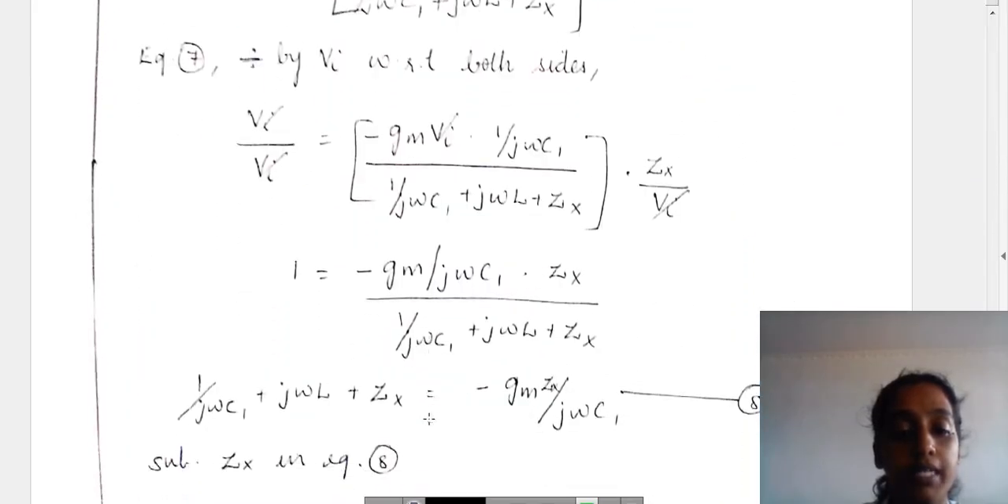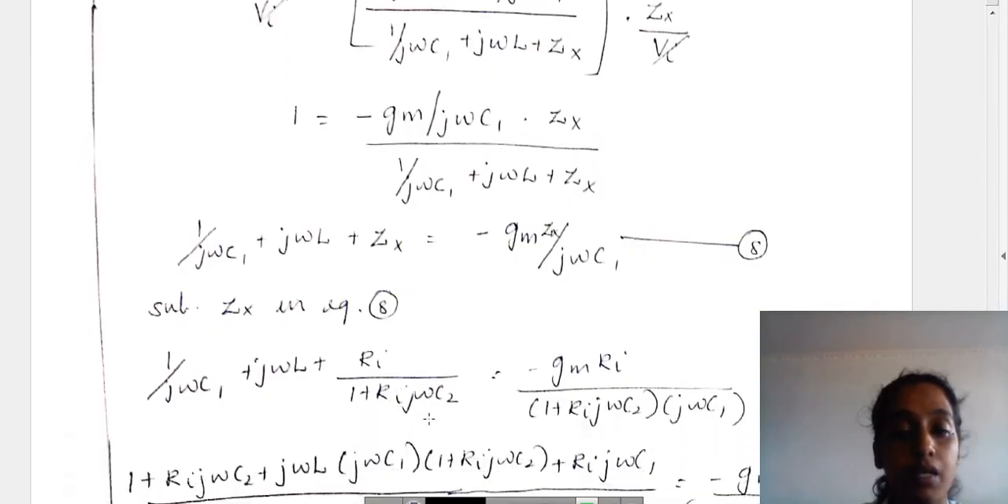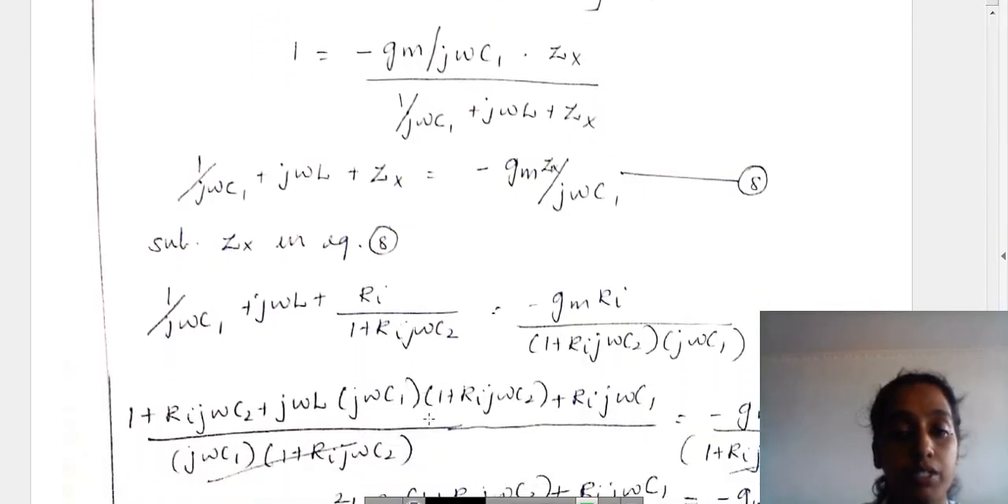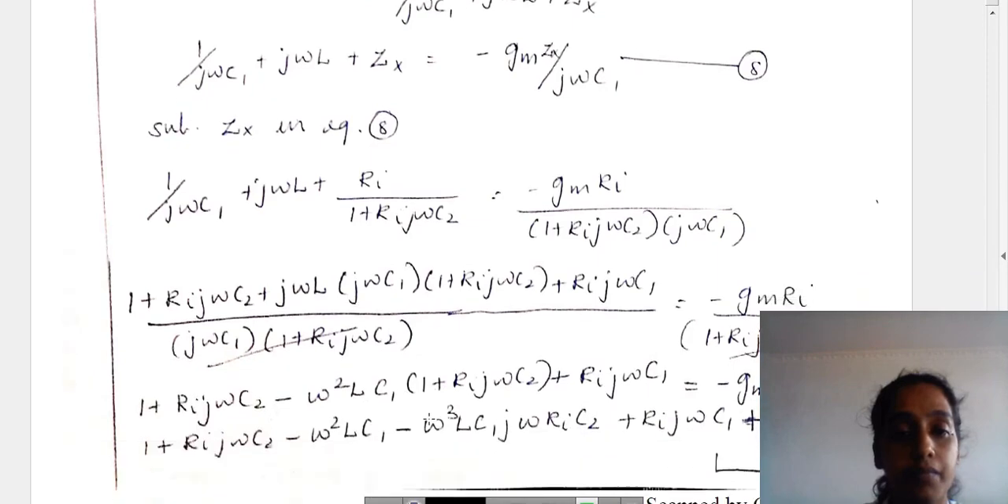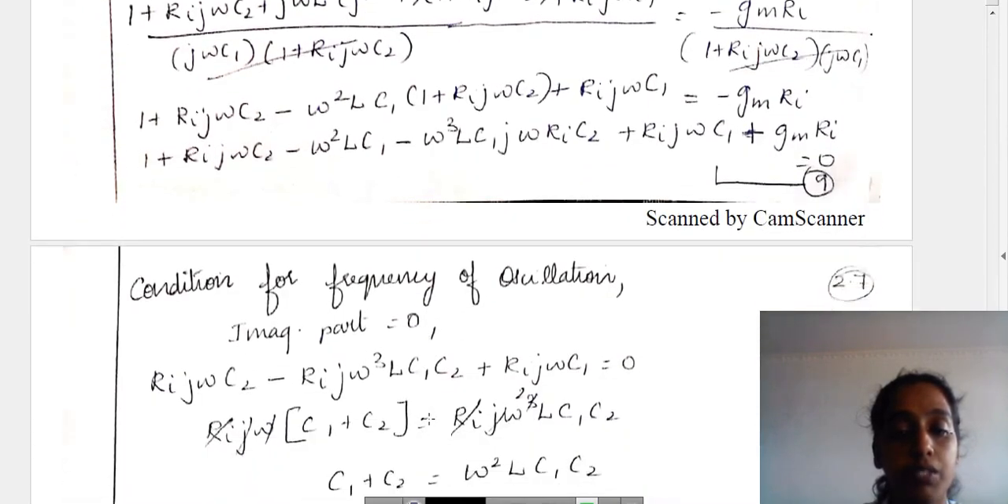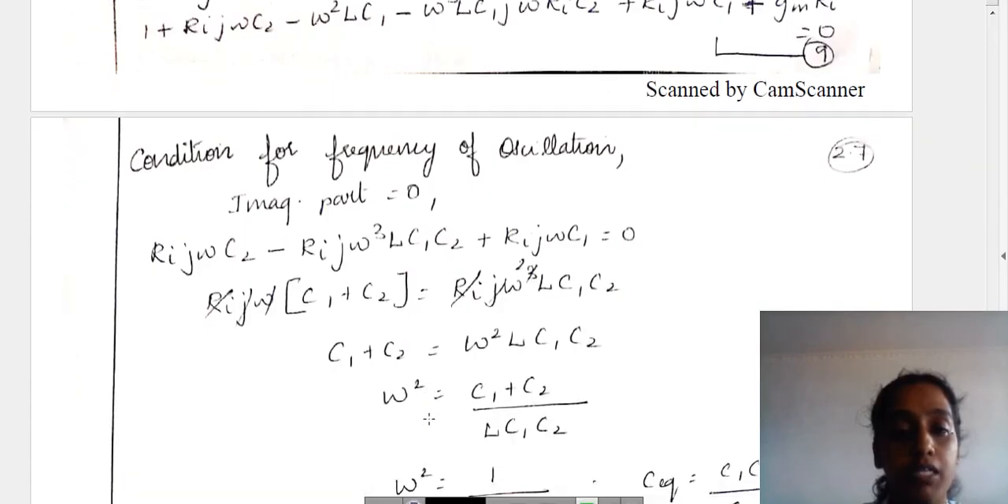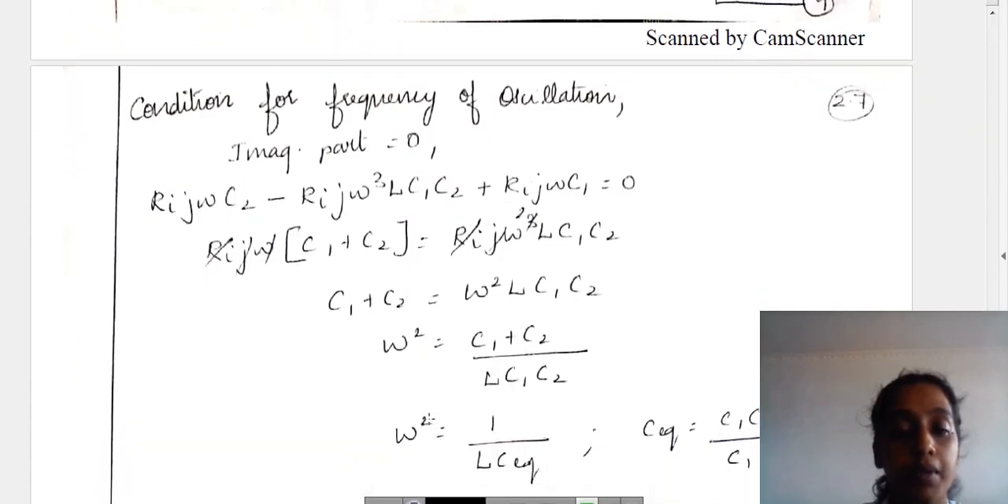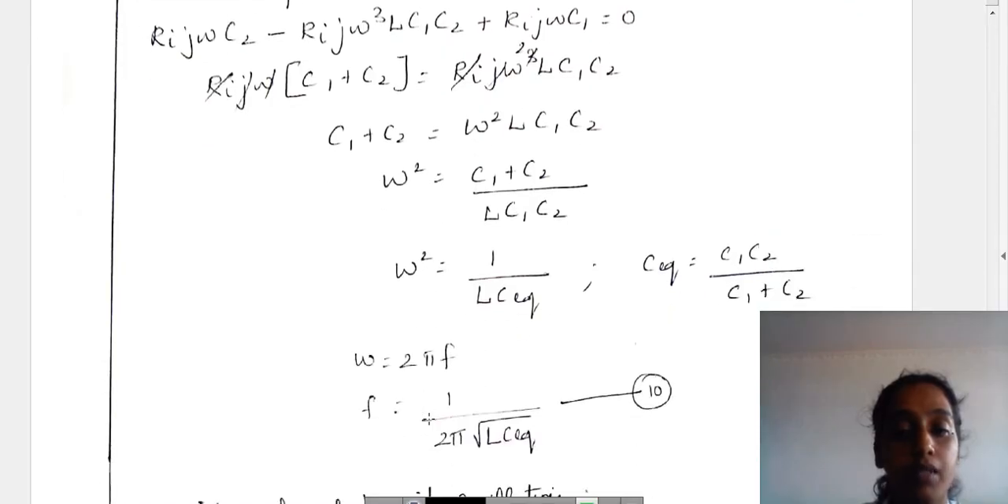So Vi gets cancelled. We get an equation with real and imaginary terms in equation 8. Substituting the value of Zx, we get equation 9. To find the condition of oscillation, take only the imaginary part to 0. Here, when the capacitors are connected in series, then we need to take 1 by C1 plus 1 by C2 is equal to 1 by C equivalent.